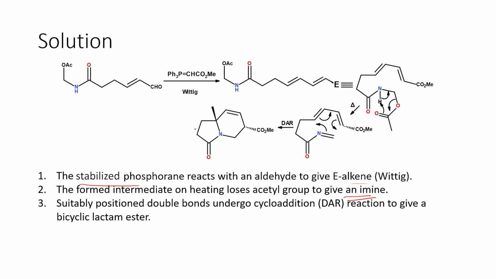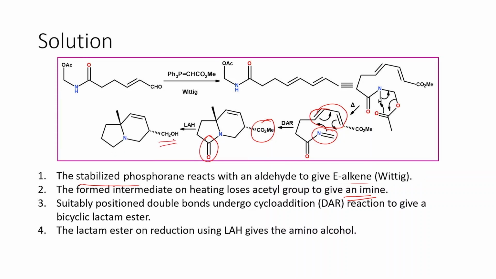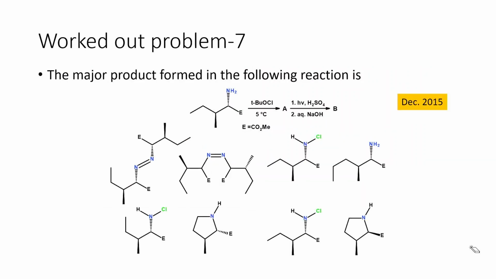This imine can now undergo a reaction, because this unit is basically the diene unit and this is the dienophile unit. So this can undergo a Diels-Alder reaction on heating, which leads to the cyclized product. So we have the lactam that is formed in this case. We have a carbonyl unit and we have an ester. When we have a carbonyl unit and an ester, LAH will reduce both of them. So the carbonyl unit is lost and the ester is converted to an alcohol. So this is how we end up with the amino alcohol as our final product. This way we can find out which option is the right one for this reaction. Let us move on to the next problem.